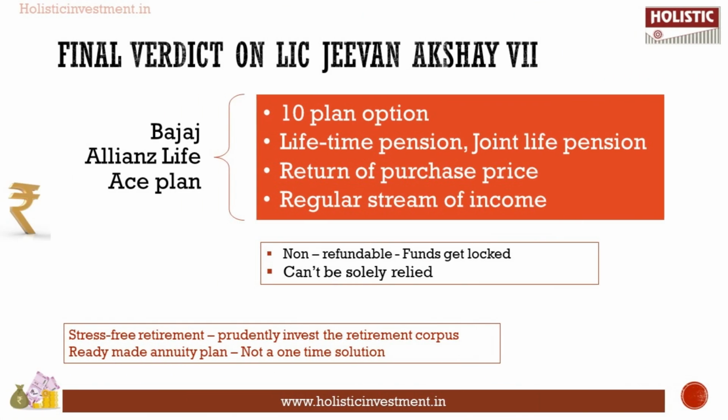Here is our final verdict on LIC Jeevan Akshay VII. It offers different pension options that you can choose based on your needs. Options may include a lifetime pension, joint life pension, and pension with return of purchase price. You need to make a one-time lump sum payment to purchase the plan. This payment is non-refundable except under option F and option J. As the plan primarily focuses on providing a regular income stream, the plan provides a fixed source of income during your retirement years. But you can't rely solely on this income to meet your post-retirement expenses.